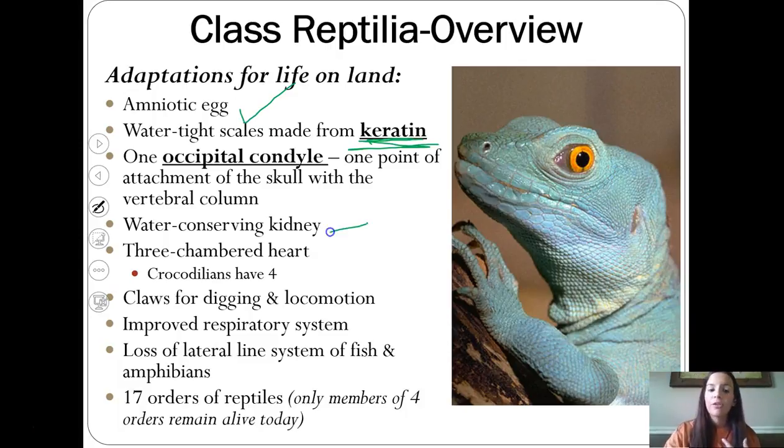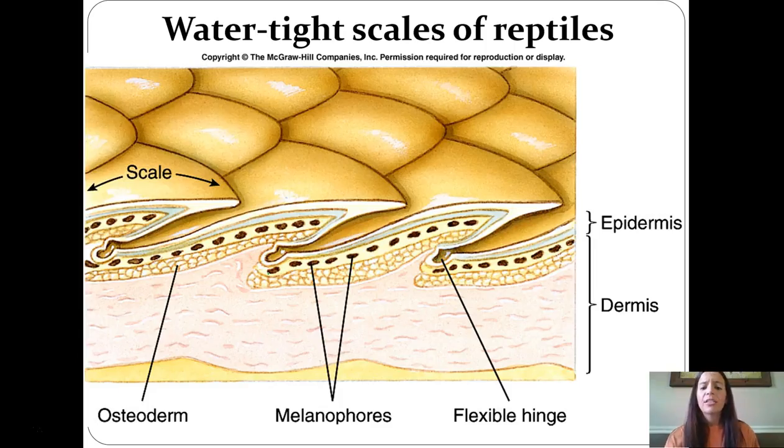They have a water-conserving kidney for life away from water, a three-chambered heart, although crocodiles have four, claws for digging and locomotion. They have a much better respiratory system, and that lateral line system that's in fish and some amphibians is also disappearing. So let's look a little bit more at the scales of reptiles. So if you see, they are watertight and they have the way they hinge to each other. This prevents them from losing water, but also prevents them from getting a lot of water into their systems.